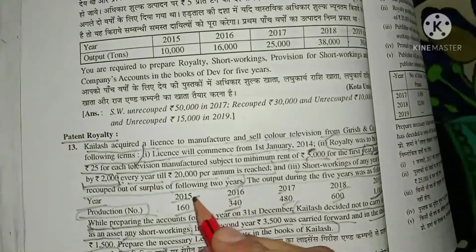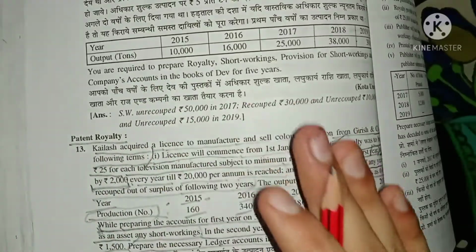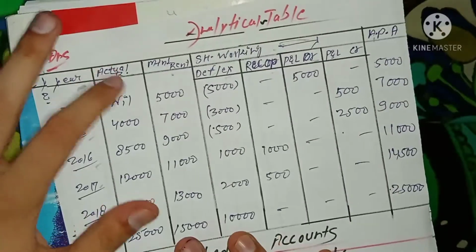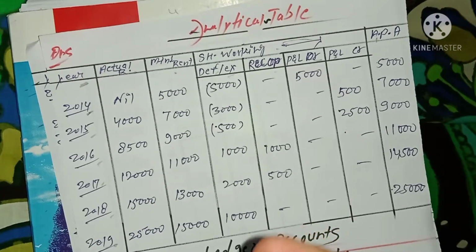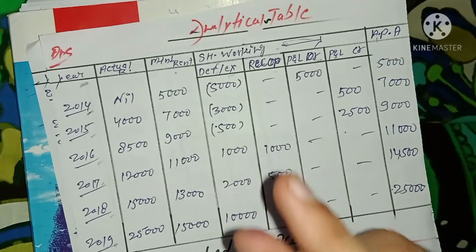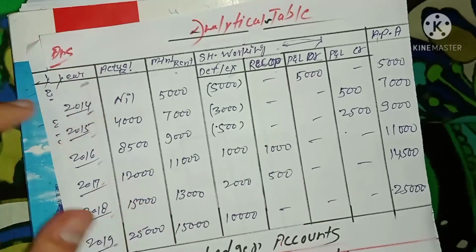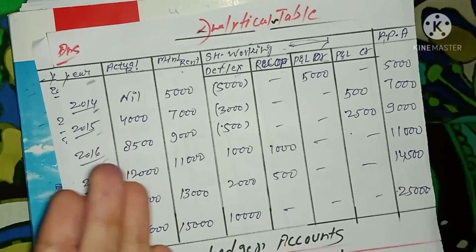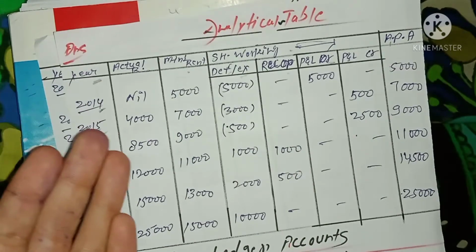In the year 2014, as you can see, there is no production amount given. There has been no production. If we need to figure out the actual royalty amount, it can only be calculated by multiplying the rate of royalty with the production amount. Whatever the production amount is, you simply multiply it with the rate of royalty and you will get your actual royalty amount. But in 2014 there was no production, because the license was only allowed to the patentee in that year. So how could he even start production in the same year?